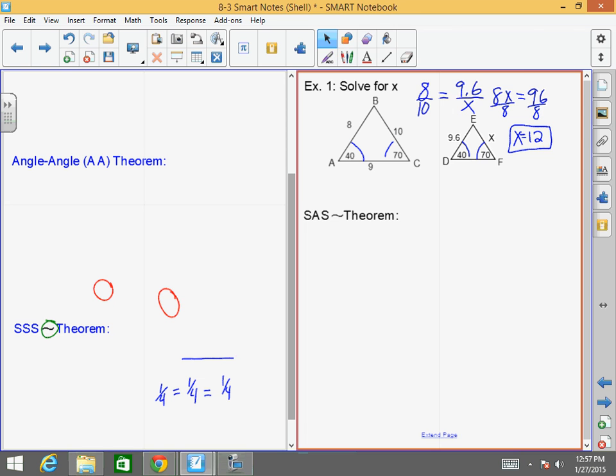Boom. So, again, you guys are awesome. I don't have to tell you anymore that they're similar. You can prove that they're similar. In this case, you proved it with angle, angle.